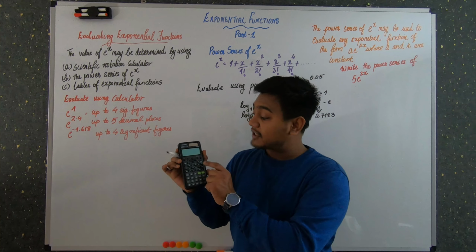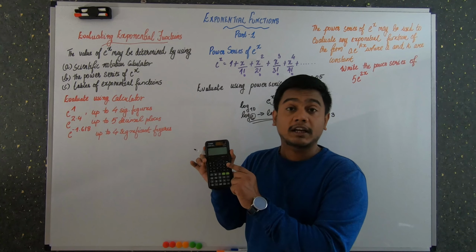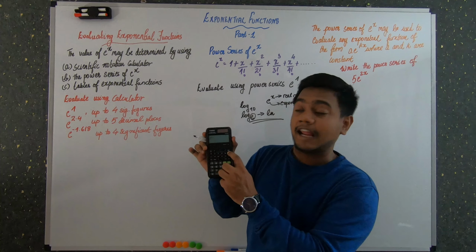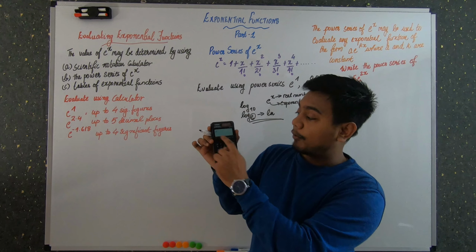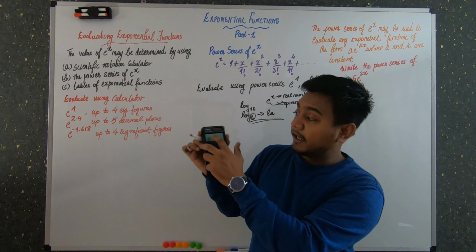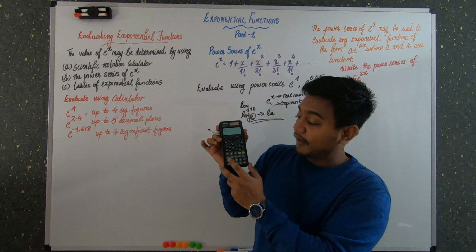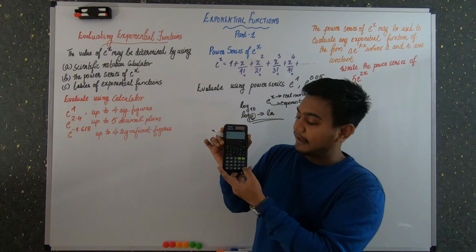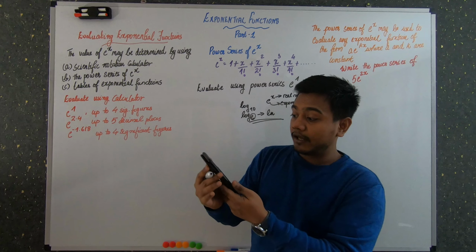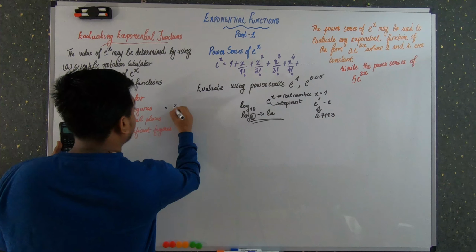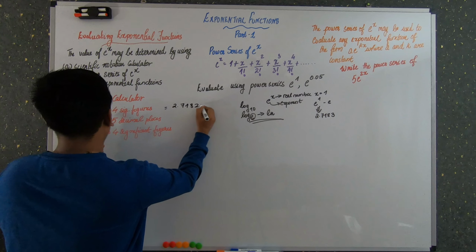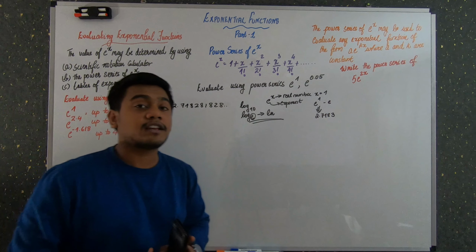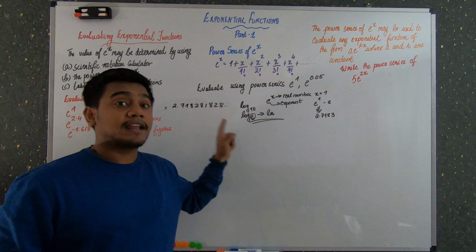But if you want the e term, first you have to press the shift button, then select the ln button, and you get the top portion, that is the e component. Here it asks for e raised to. Let's find the value of e raised to 1 using the scientific calculator. It is 2.718281828, and it goes on. So using scientific calculators, you can get up to 8 to 9 significant figures.